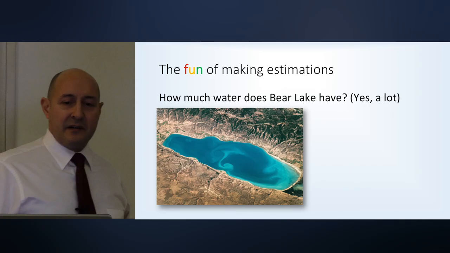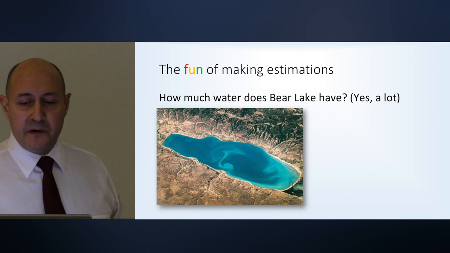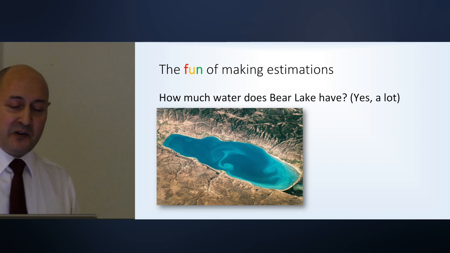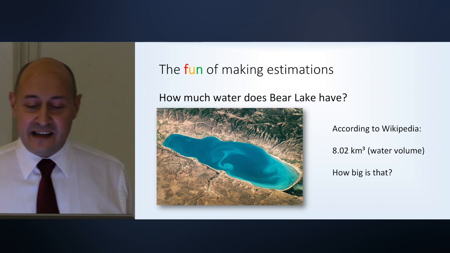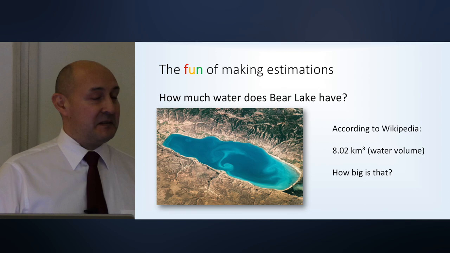So let's start with this question. How much water does the Bear Lake have? Well, yes, I know, a lot, all right? And you see there's a beautiful picture of the Bear Lake over there. And you see lots of water. And under that water, there's more water. See? Okay. All right. If you go and check in Wikipedia like I did, you are going to find that the water volume of Bear Lake is 8.02 cubic kilometers of water. And you say, yes. That's a lot.